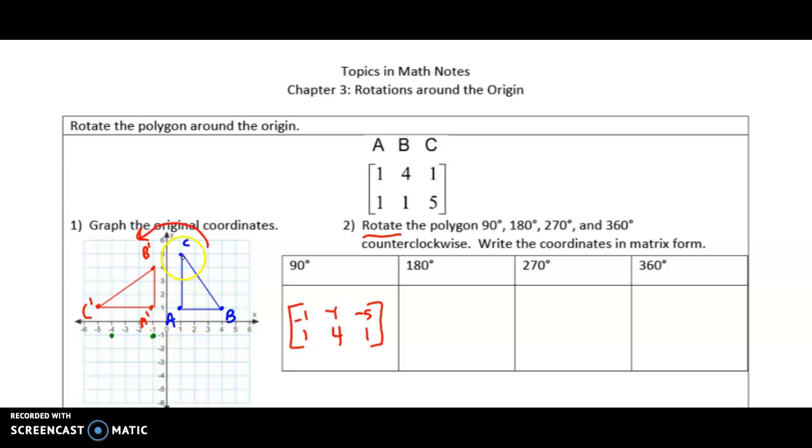C is the point 1, 5. Turn your paper upside down and go the point 1, 5. And there you've got it. Go ahead and let's think about the coordinates there. So the A, you could label it A double prime if you wanted, would be negative 1, negative 1. Okay? B would be negative 4, negative 1. And C would be negative 1, negative 5.